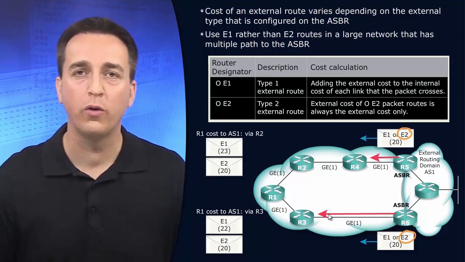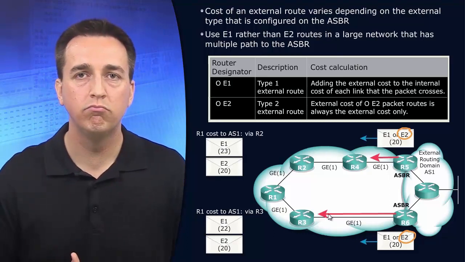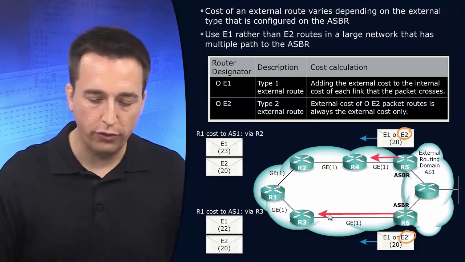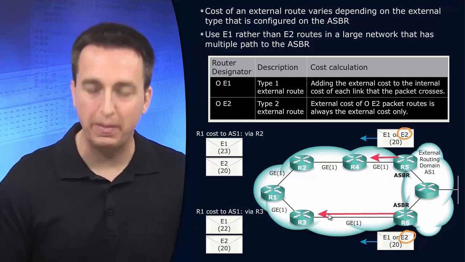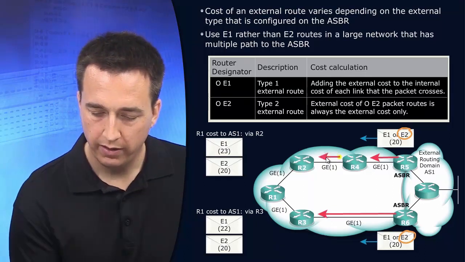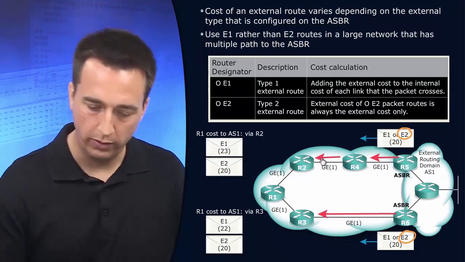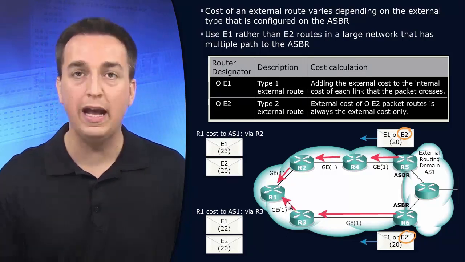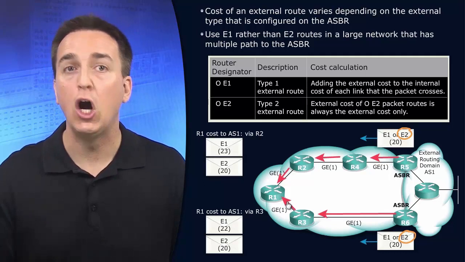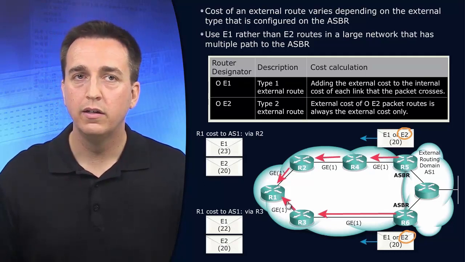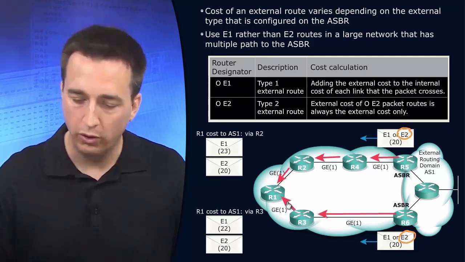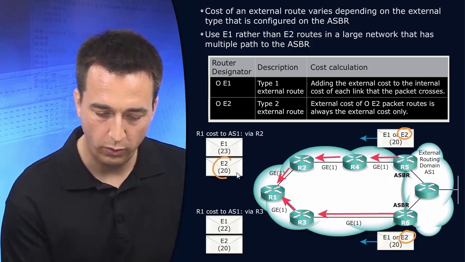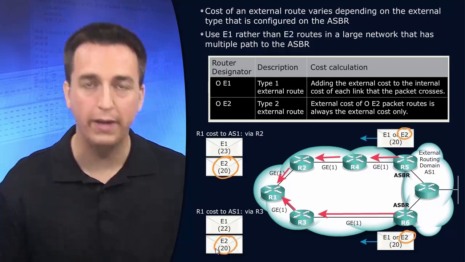But now when R4 receives that, since it's an E2, it doesn't modify the metric at all. R3, the same. It's not going to modify the metric. It leaves it as 20. R2 leaves it at 20. R1 leaves it at 20. So even though we have these gig links with costs of 1, we are still dealing with an overall metric, if we just focus on R1, of 20, no matter what.